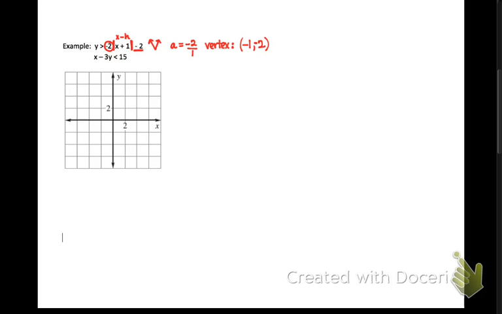Something else that you should notice about this inequality is that it is not equal to, it's just a greater than. This means that our line is going to be a dotted line. Don't draw a solid line there.